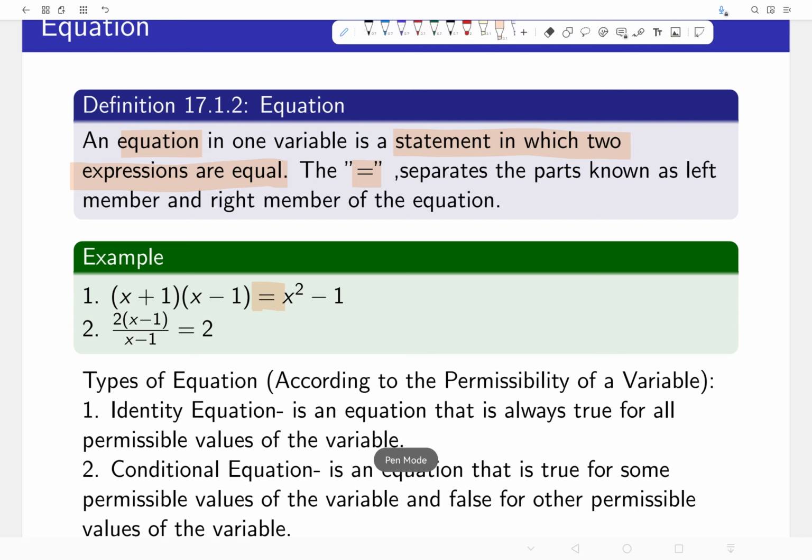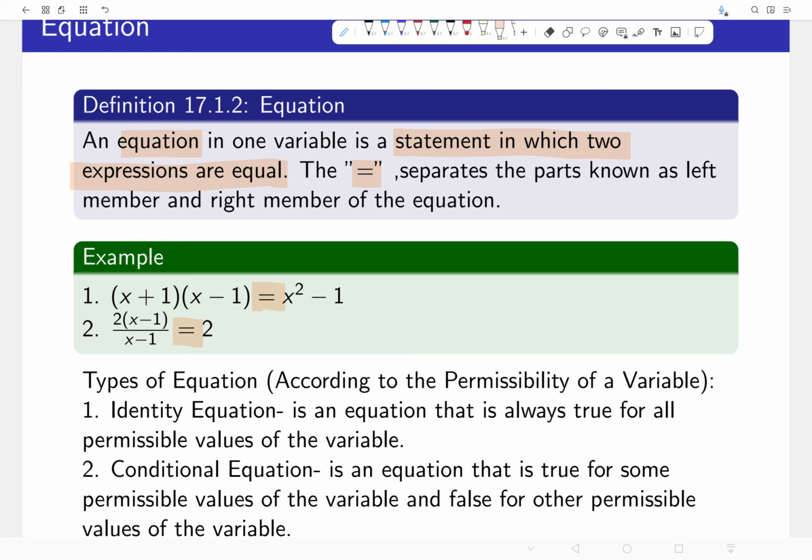This is an example of an equation indicating that the left side is equal to the right side. Again, number 2 is an example of an equation because it involves a symbol called equals. This is the equal sign. Later we will solve equations, which means that we're going to find the particular value of that unknown or variable that will make our statement true.